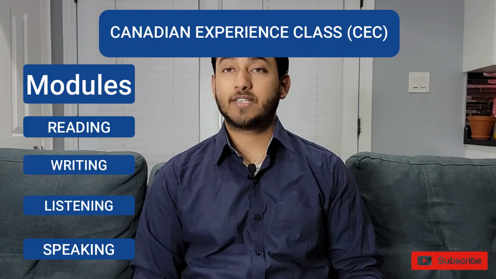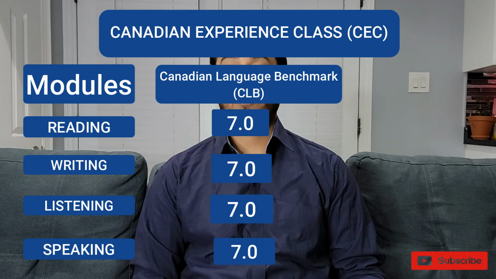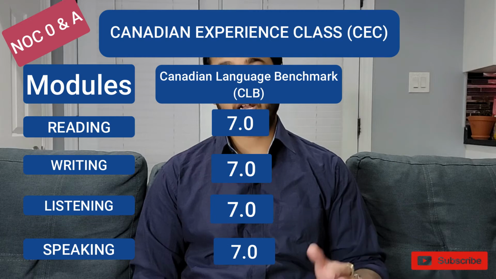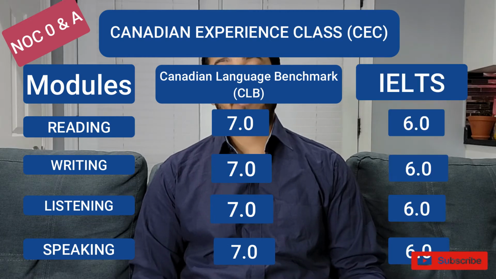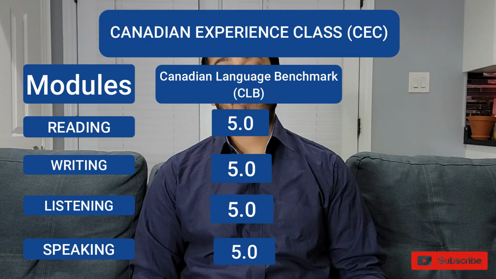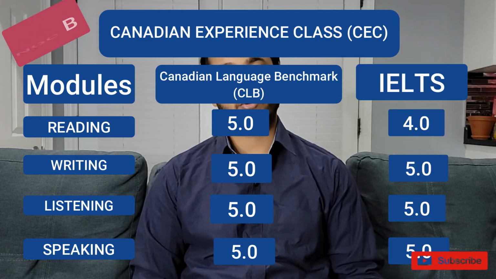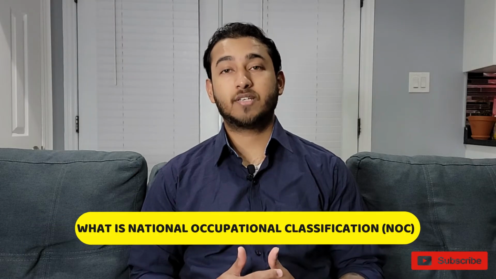And finally, for the CEC class, you're required to have a CLB of at least 7 if you're applying under NOC 0 or A, which is the National Occupational Classification that I will talk about soon. That means a minimum of 6 bands in each module, or CLB 5 if you're applying under NOC B, which is a minimum of 4 bands in reading and at least 5 bands in writing, speaking, and listening. Now let's talk about what NOC really is.